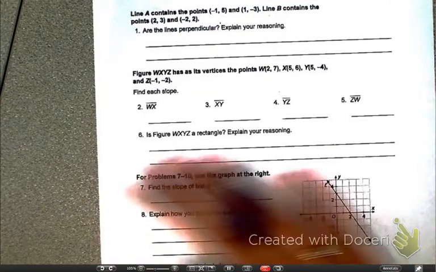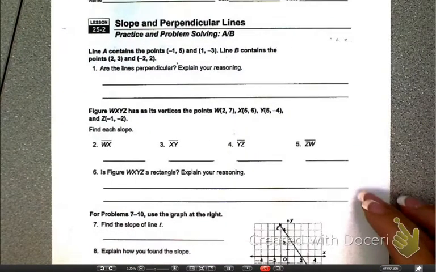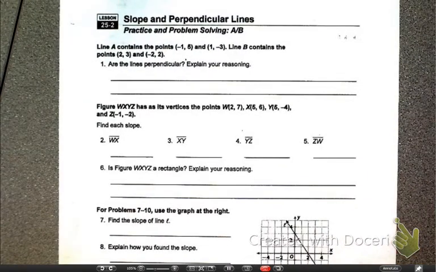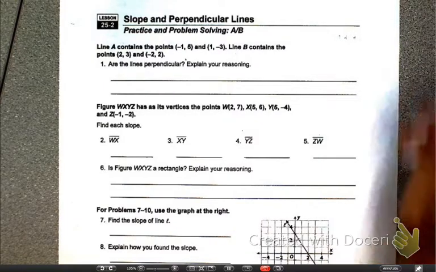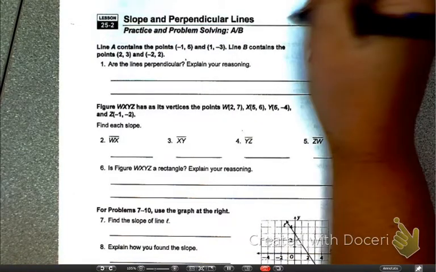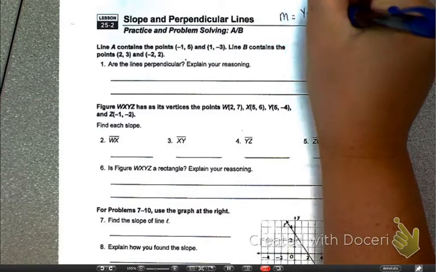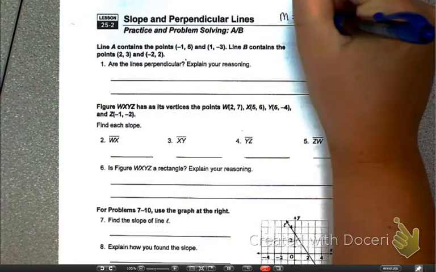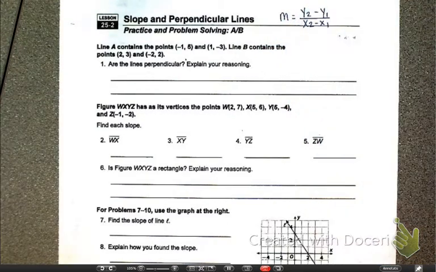We already talked about what the slope formula was. I think Lauren gave it to us earlier. Samantha, can you give it to me now? Do you remember what the slope formula is? y2 minus y1 over x2 minus x1. Perfect. y2 minus y1 over x2 minus x1.